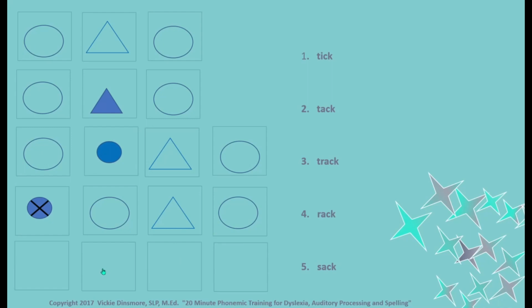S-a-k, s-a-k. That means I have to show that this sound is still missing, and I have to show that this one changed. So I will color this one to show the change, and I will put an X here to show that it's gone. And that's the way we continue to show when sounds are missing.